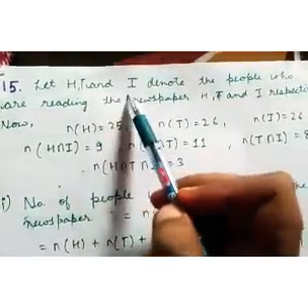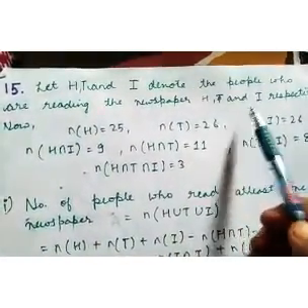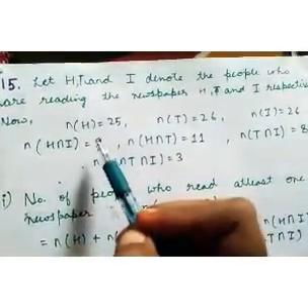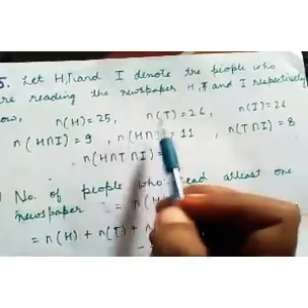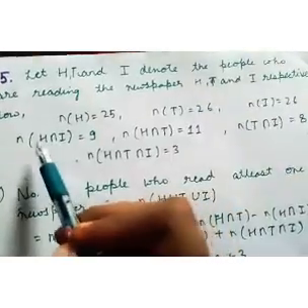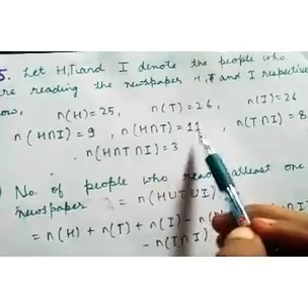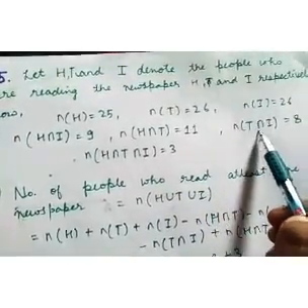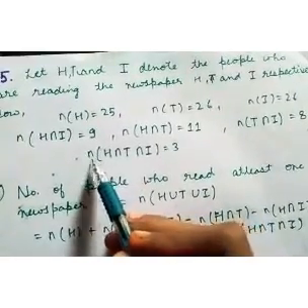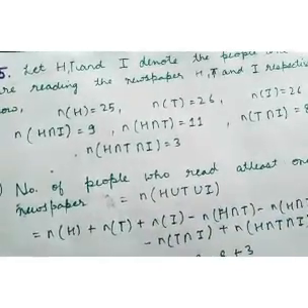Let H, T and I denote the people who are reading the newspaper H, T and I. With the name of the newspaper, let this also denote the number of people who are reading this newspaper. Then we are given the data: N of H equals 25, N of T equals 26, N of I equals 26, N of H intersection I equals 9, N of H intersection T equals 11, N of T intersection I equals 8, and finally 3 people read all the newspapers. So N of H intersection T intersection I equals 3.